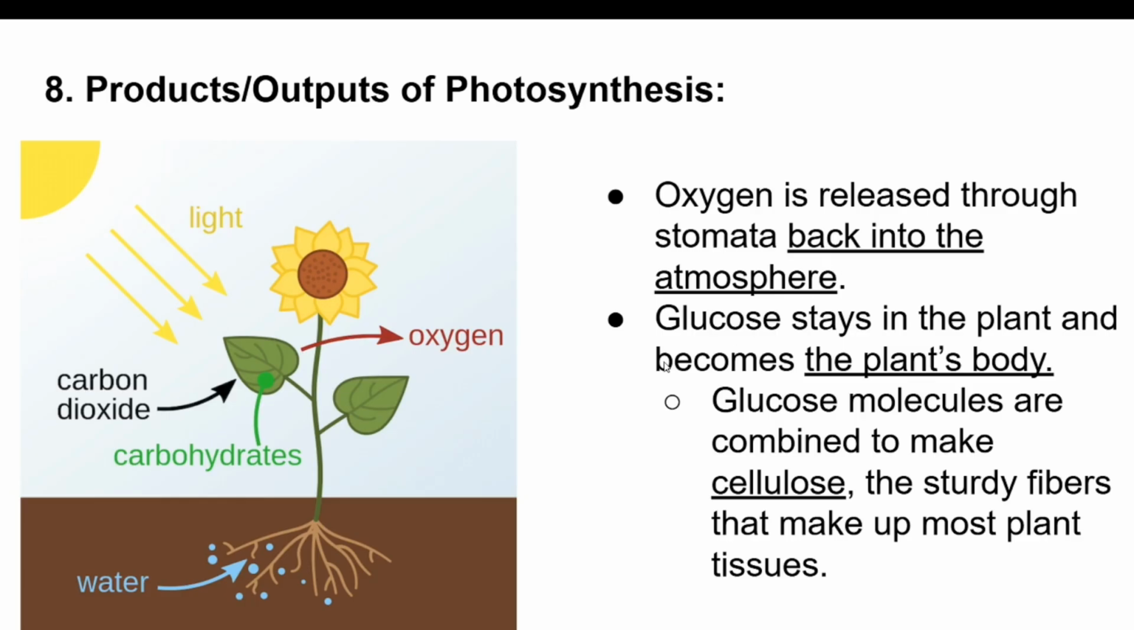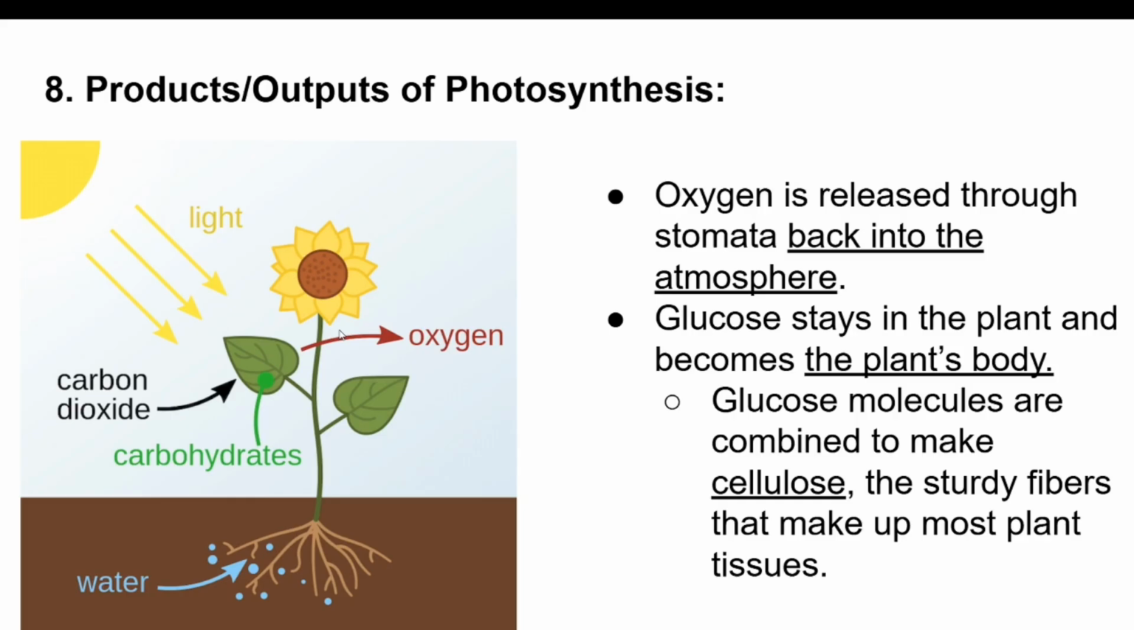All right, so the products of photosynthesis. Oxygen is released through the stomata back into the atmosphere, like I've mentioned. Glucose stays in the plant and becomes the plant's body. So the glucose, not only is it a fuel source that's used in cellular respiration, like I mentioned before, it's also used for the plant's structure. So the plant builds its stems, its leaves, everything inside of the plant is built from the glucose molecules.